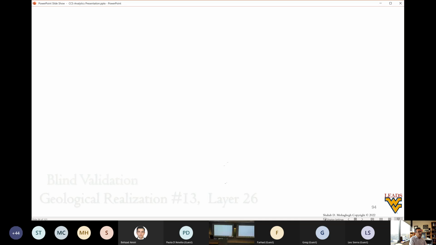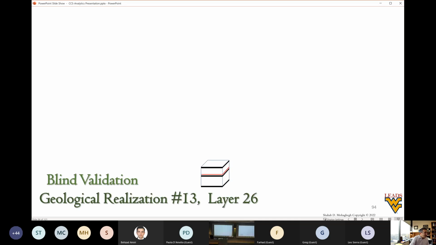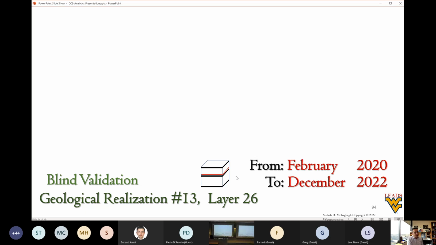I'm going to show you one of the blind validations. This one is the geological realization of run number 13, and we're going to go to layer 26. In that layer 26, I'm going to show you from February 2020 to December 2022. There, I showed you on an annual basis. Now I'm showing you on a monthly basis.